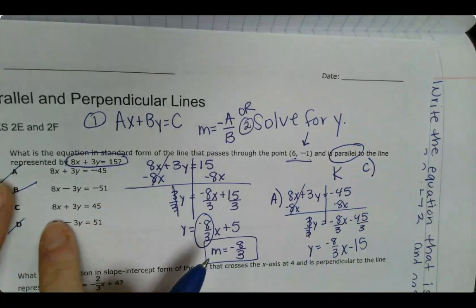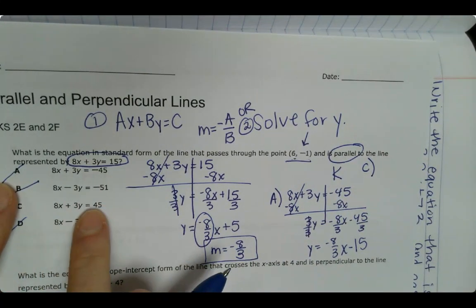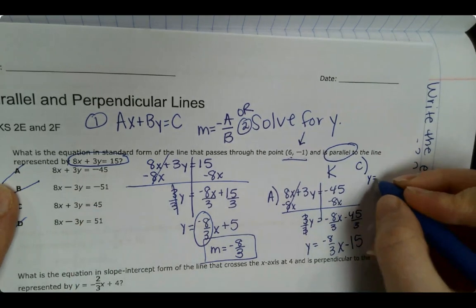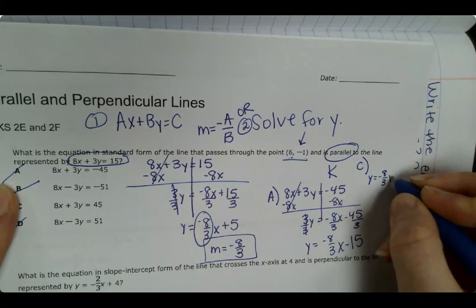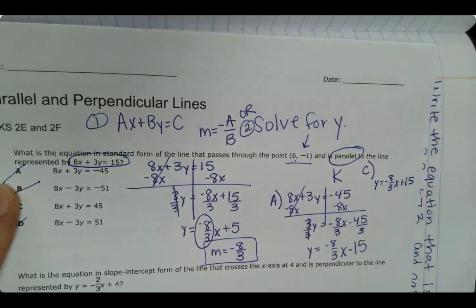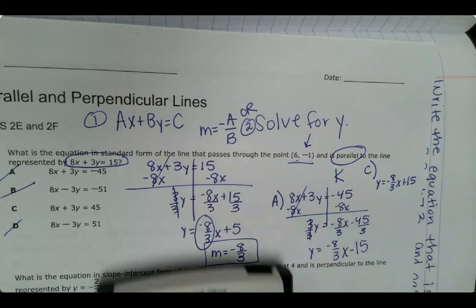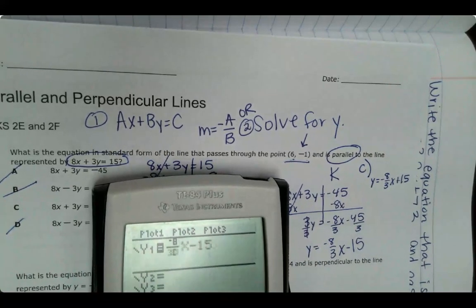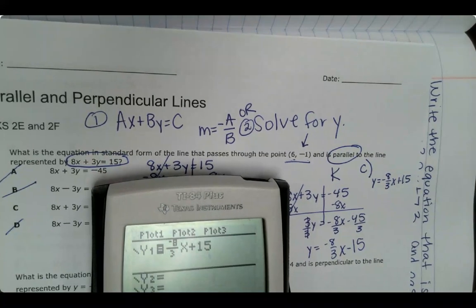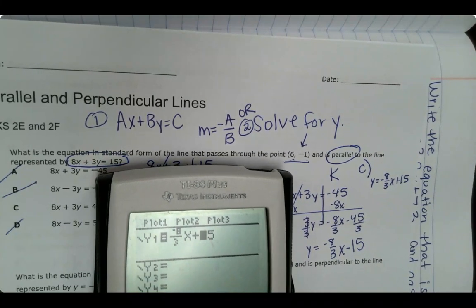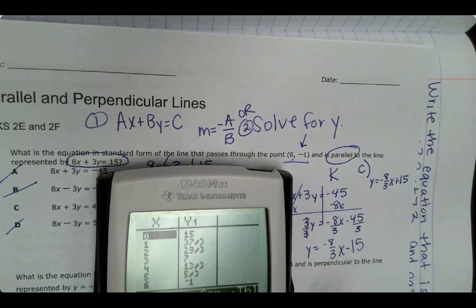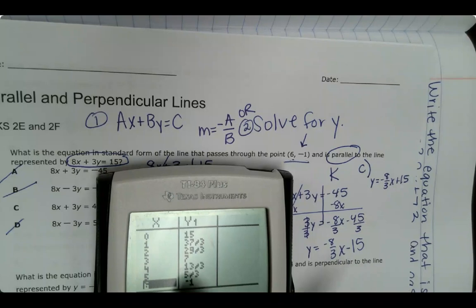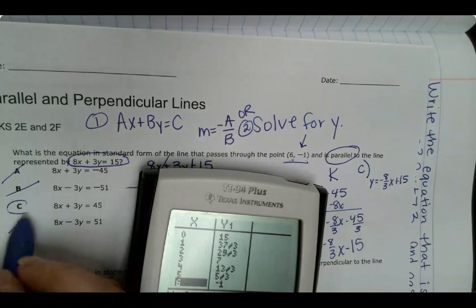The only thing different about C compared to A is the last number is positive instead of negative. So that means that this is going to be negative 8 over 3x plus 15 because that's the only change that it has. The exact same equation. So when we put this in, we'll change that to plus 15. And then look at your table and see if it's 6, negative 1. And it is. So that means C is the correct answer.